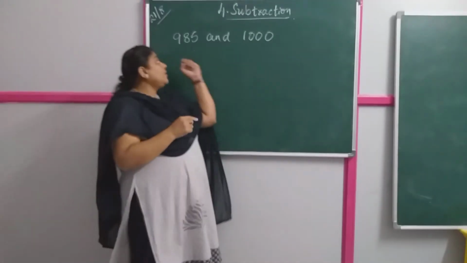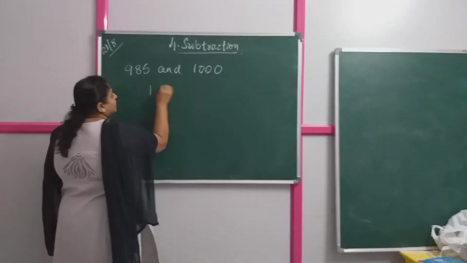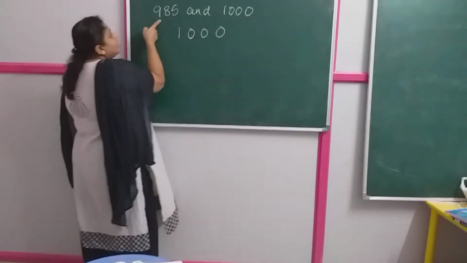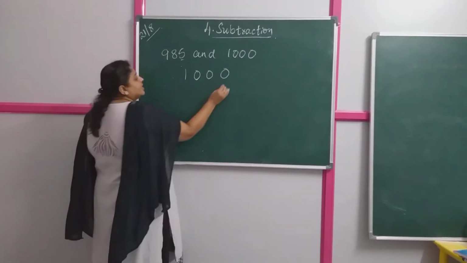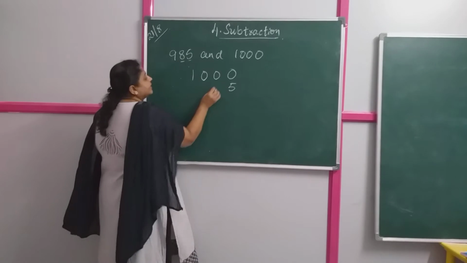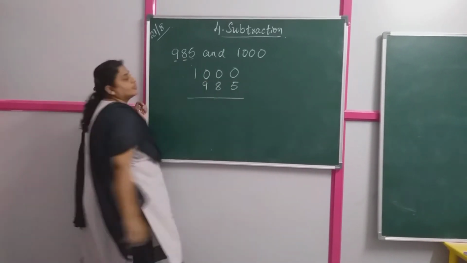Got it, children? Now in these two, which is the bigger one? 1000. Right? And next we will arrange 985 under the 1000. Now 5 under 0, 8 under 0, 9 under 0. Got it?